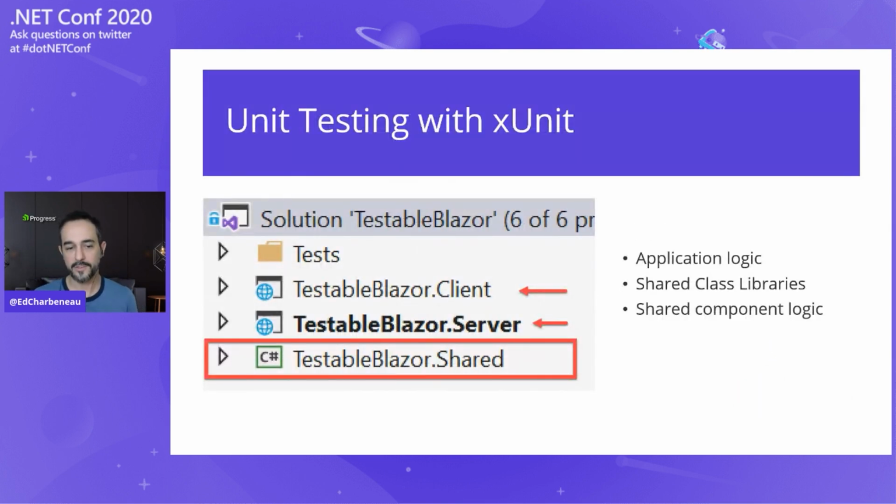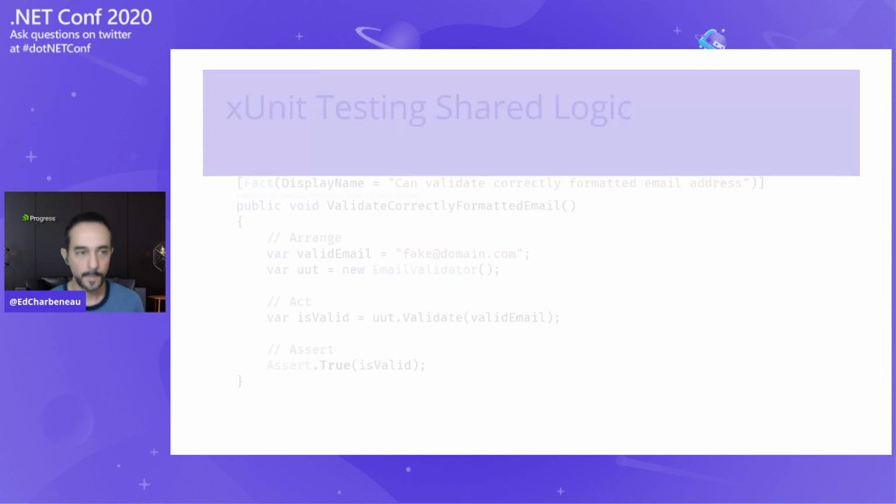And when we're talking about Blazor, what's nice is with XUnit, we can cover the entire application with tests. Any kind of core logic that doesn't rely on creating some sort of markup or UI, we can test with XUnit. So we can test application logic, shared libraries, shared component logic. So we can use it on our client, our server, and most importantly, our shared projects within our Blazor application.